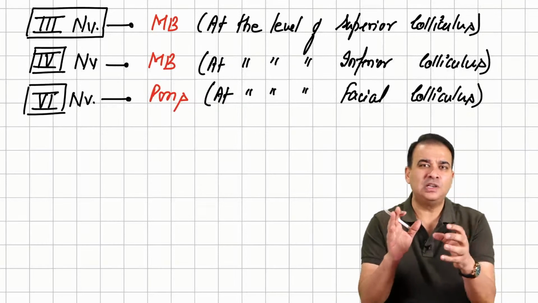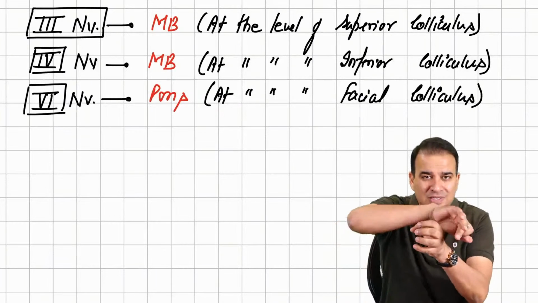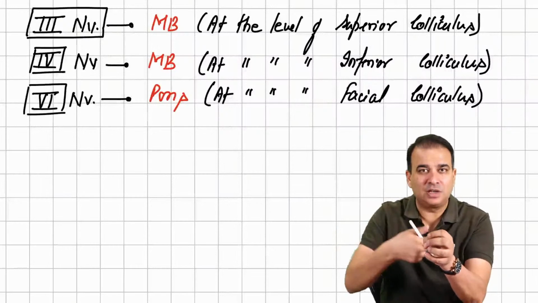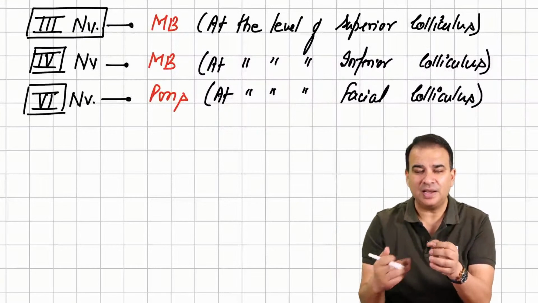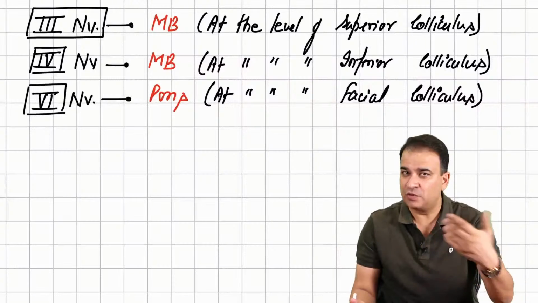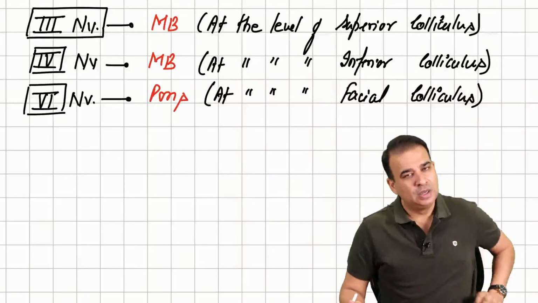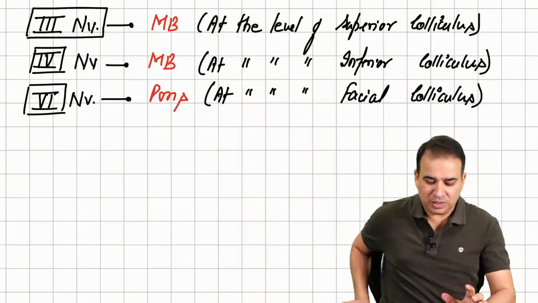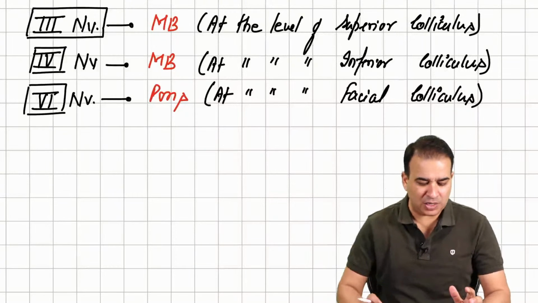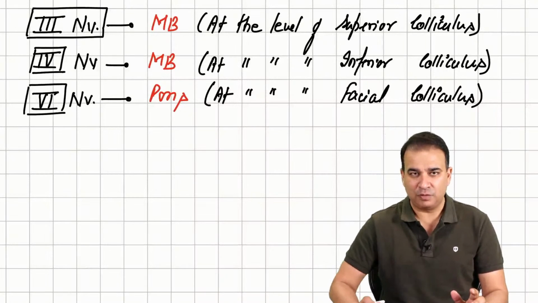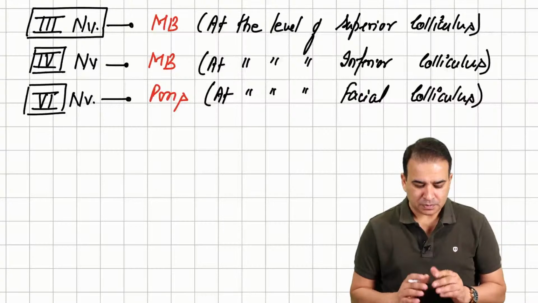Now guys, the facial nerve surrounds the sixth nucleus and comes out. The facial nerve has the property of surrounding the sixth nucleus and coming out. That is called the facial colliculus here. So it's an internal genu of the facial nerve, which is called the facial colliculus. So it's an important question to know the third nucleus is at the level of the superior colliculus, the fourth nucleus at the level of the inferior colliculus, and the sixth nucleus is situated at the level of the facial colliculus.